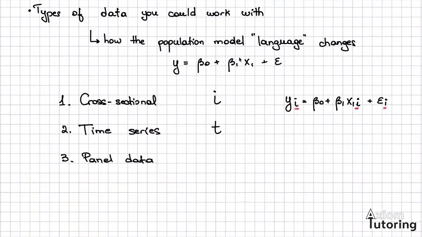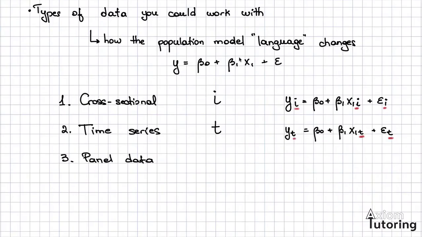So how will this change the population model? Well, now every y variable is at a specific date, so at a specific time. So y_t equals beta null plus beta 1 x1_t plus epsilon_t. Okay, so notice what we've done to the y variable, the x variable, and the error term. We've added the t.